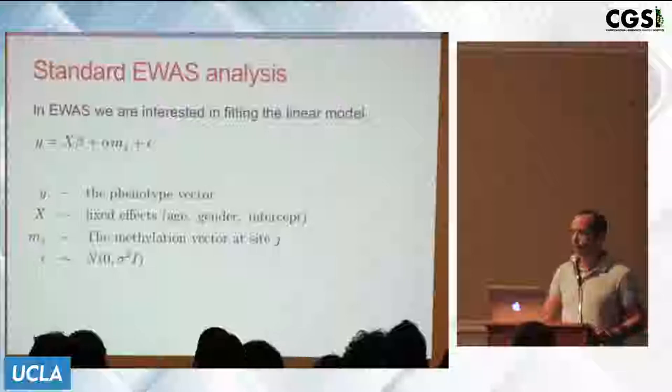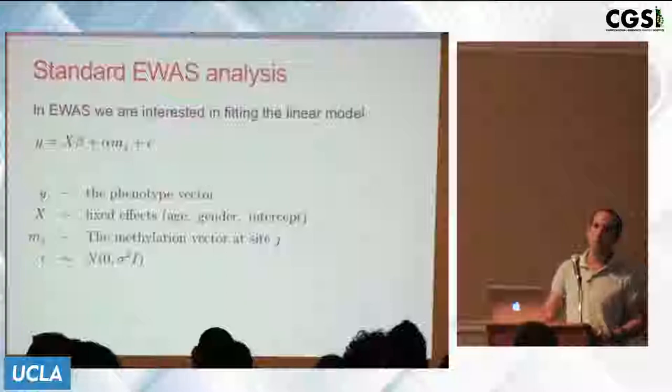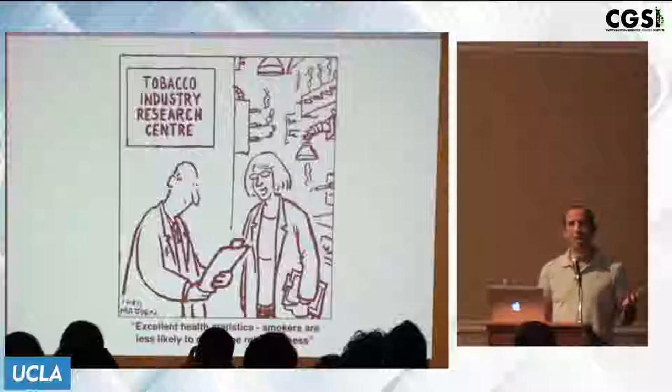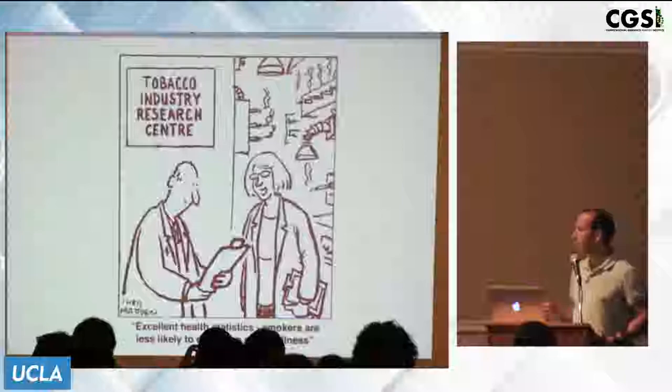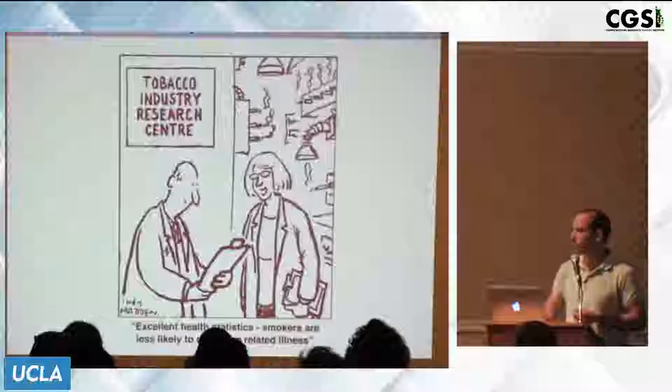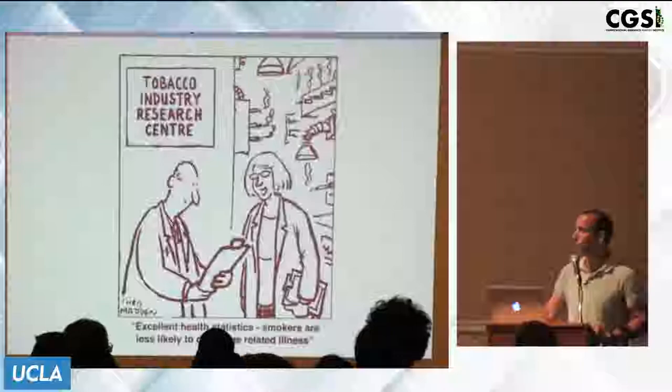The problem when you try to do this analysis, just like when you do it in a GWAS, is that you have confounders. Confounders are basically things that affect the phenotype, and they also affect what you measure or what you test, in our case, methylation. This is a classical example, but there are many confounders that affect a lot of our studies. And this is something that we have to think about.